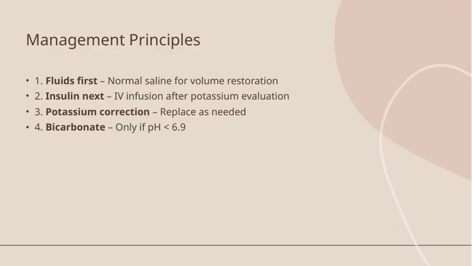First, fluids come first. We typically start with normal saline to restore the patient's volume, because addressing dehydration is crucial at this stage. Once we've stabilized the volume, the next step is insulin therapy. But it's important to administer insulin via IV infusion only after we've evaluated and confirmed the patient's potassium levels. This helps prevent dangerous shifts or hypokalemia. Speaking of potassium, we need to correct any deficiencies as needed, replacing potassium carefully and based on lab results.